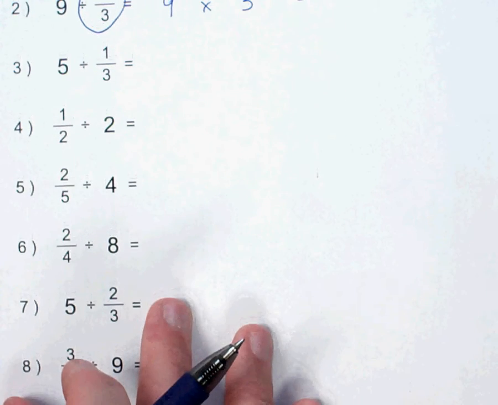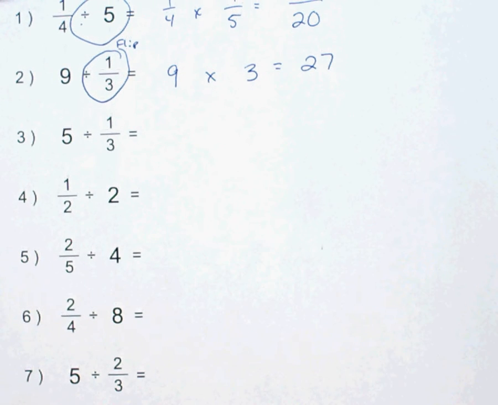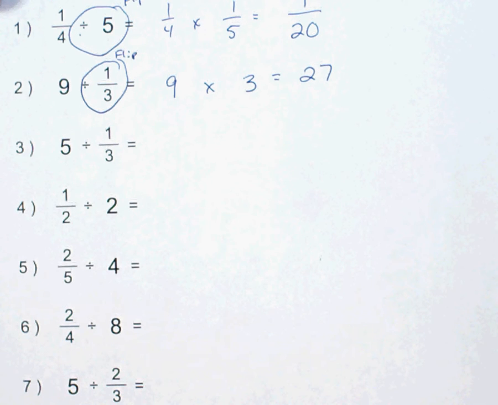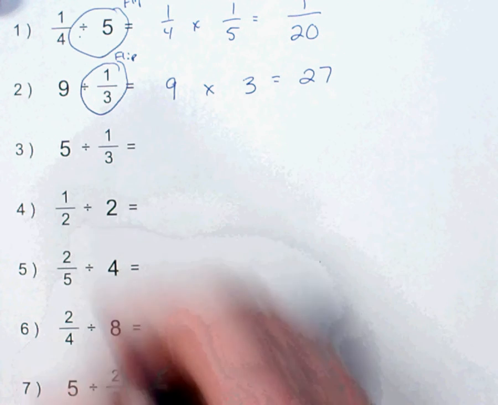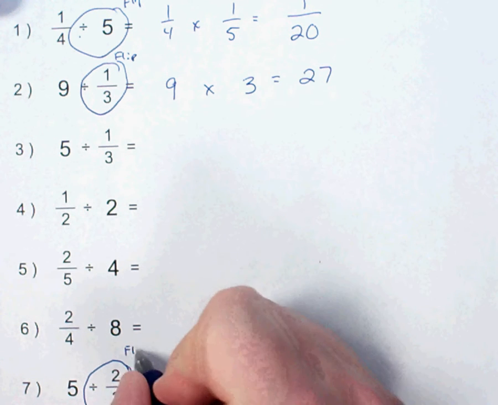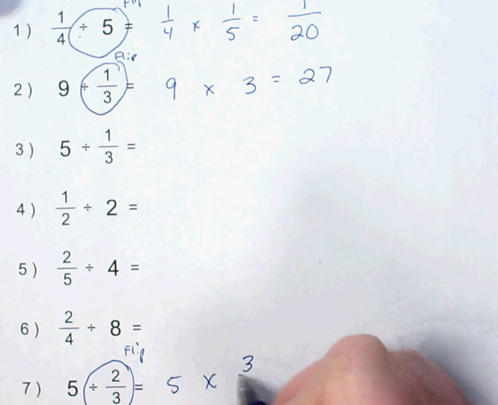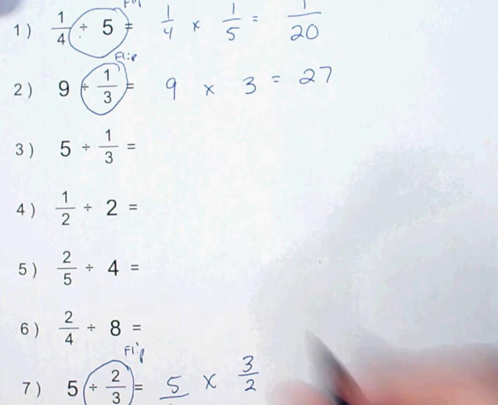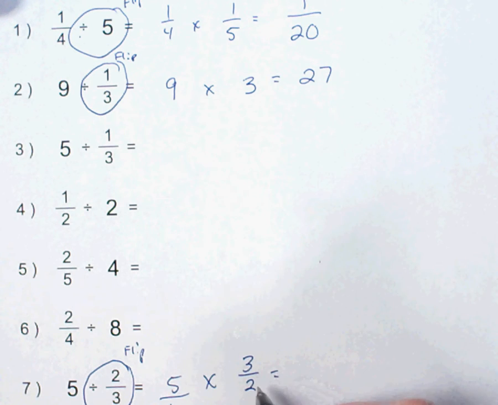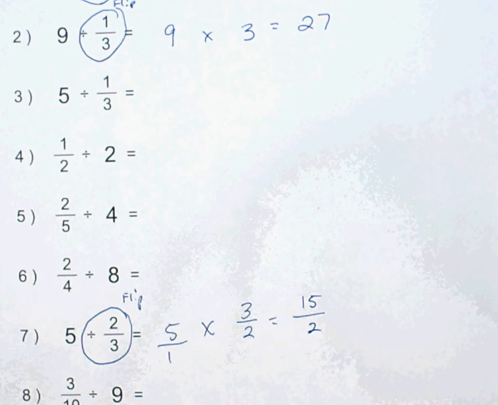Now let's come down here to number 7. I'll try to keep all the first 2 in the frame if I can. Close enough. Alright, so on number 7, we're going to do the same thing. We're going to flip this. And we end up with 5 times 3 halves. So we need to do 5 over 1 and then multiply across. So we've got 5 times 3, which gives us 15. 1 times 2, which gives us 2. So we end up with 15 halves.